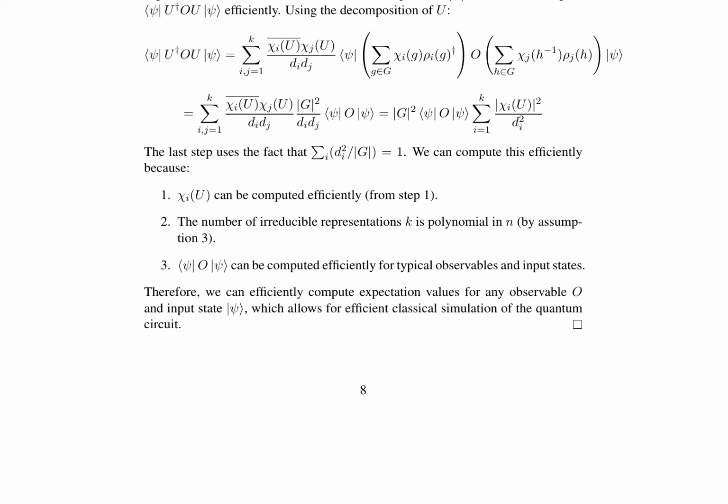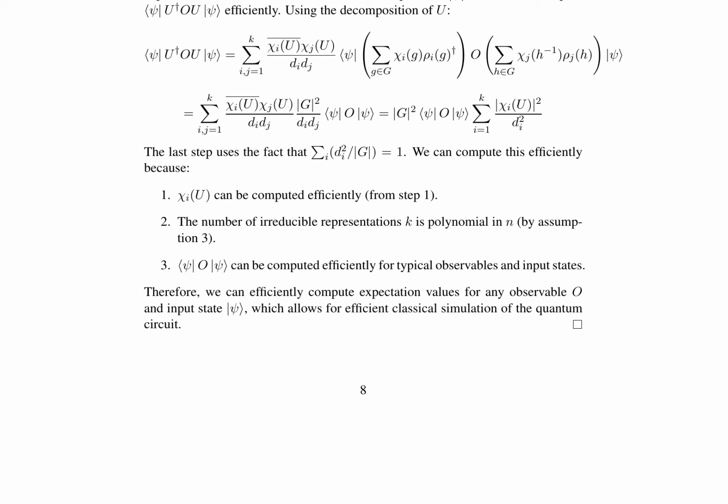Thirdly, the authors describe how to efficiently compute the expectation value of an observable O for any input state psi. By decomposing U and utilizing the previous results, they derive an expression for ⟨psi|U†OU|psi⟩ in terms of chi, u, d, and g. Notably, this expression can be computed efficiently due to the efficient computability of chi, u, the polynomial bound on k, and the efficient computability of ⟨psi|O|psi⟩ for typical observables and input states.